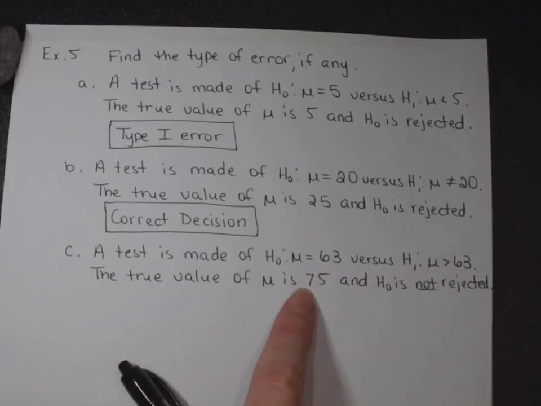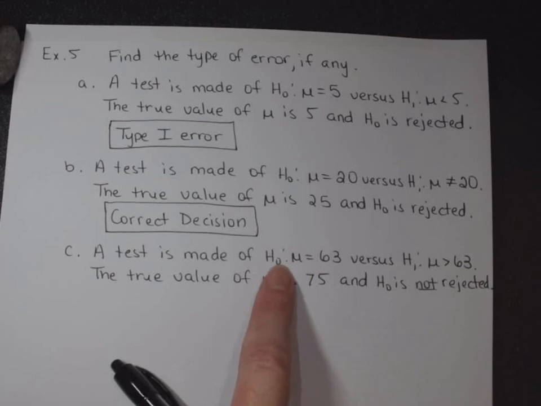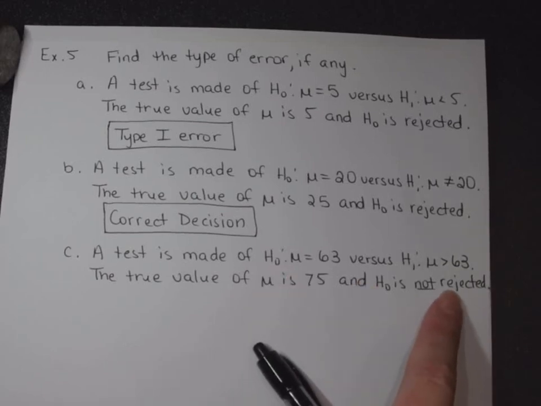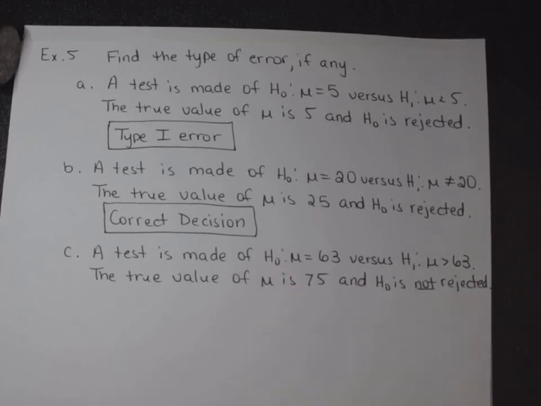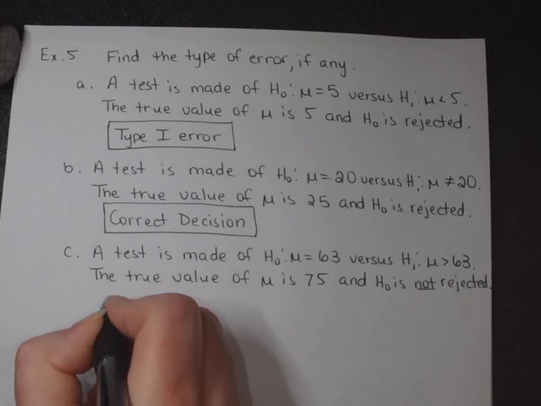Okay, in the end, it turned out to not be 63, right? Something bigger than 63. So we should have rejected this because it was false, but we did not reject it, right? So we did not reject something that should have been rejected, which is a type 2 error.